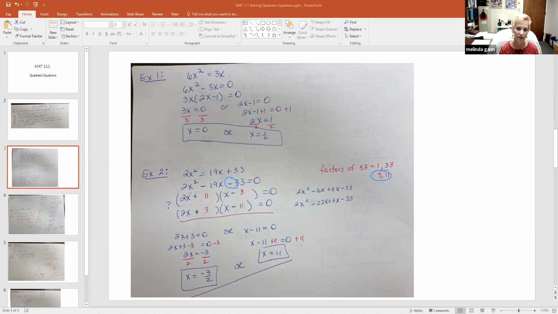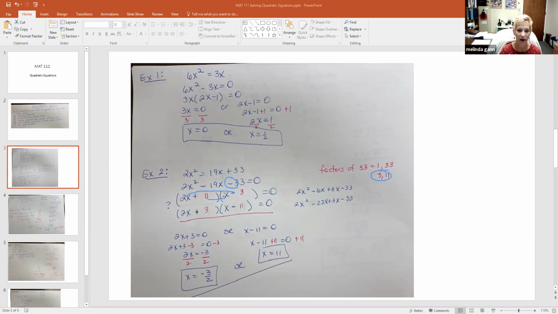But look what happens. 2x times x is 2x squared. Well, 2x times that minus 3 is a minus 6x. Then when I did the 11 times the x, I got 11x, and then 11 times this minus 3 gives me a minus 33. But this minus 6 plus 11 gives me a positive 5, and see, that's not going to work for me. Okay? So now I said, well, what if I switch the numbers?